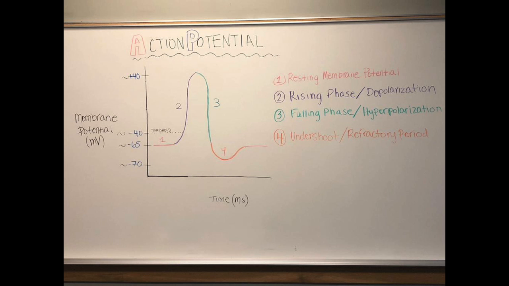After the neuron is back at its resting membrane potential, another action potential can be generated, and the whole process is repeated. And that is an action potential.